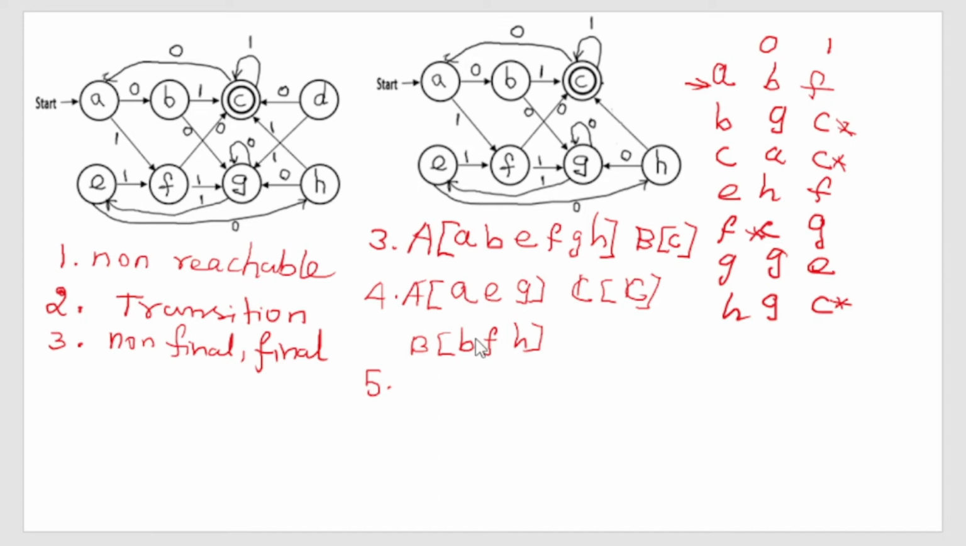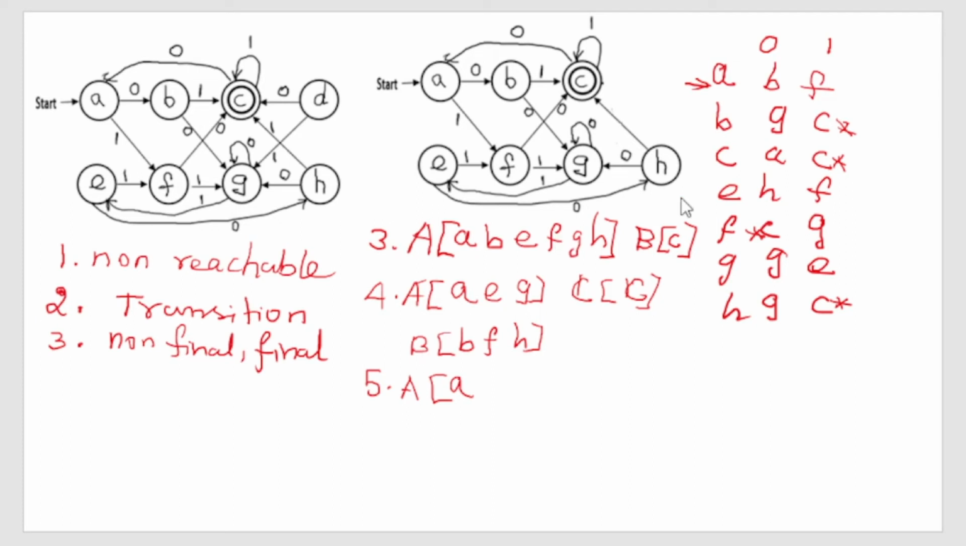Consider this A. A's transitions are B and F, which lead to another group, and B and F are available in group B. So let me keep that in the group A, because A leads to B, F, which is available in B. And then take E. E goes to H and F. So H and F are also available in the same group B. So I can place E in the group.